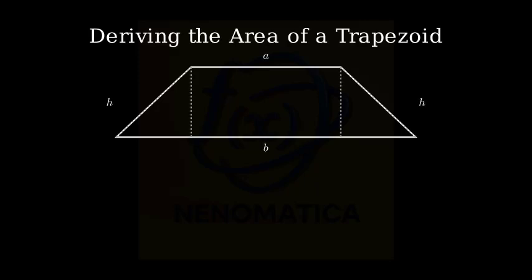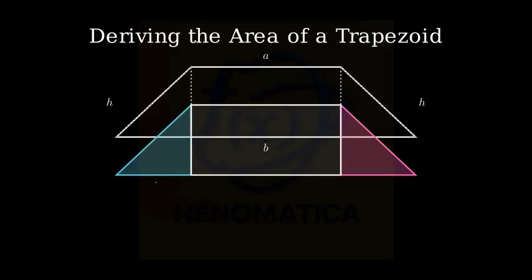The top side has length A, and the bottom side has length B. The height of the trapezoid is h. We can divide this trapezoid into three parts. A blue triangle on the left side with base y, a white rectangle in the middle with width a, and a pink triangle on the right side with base x.